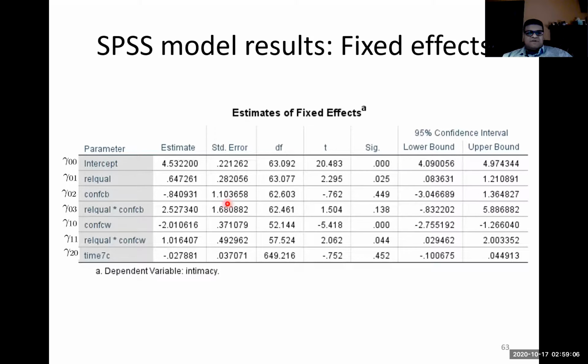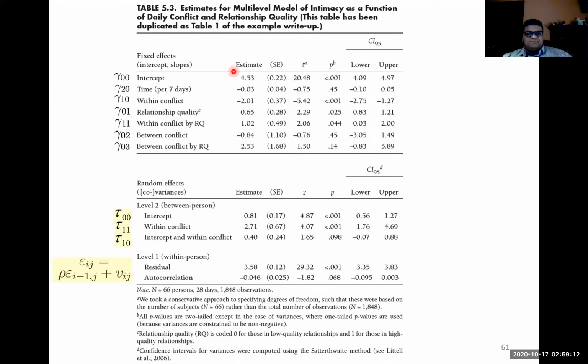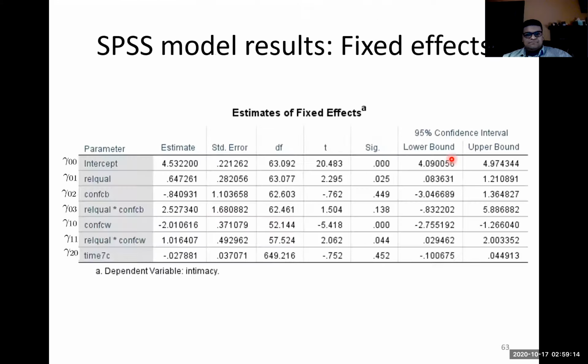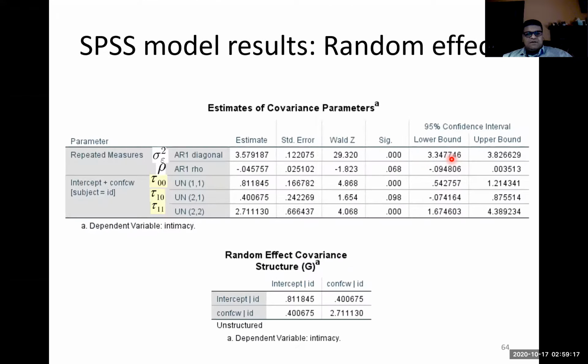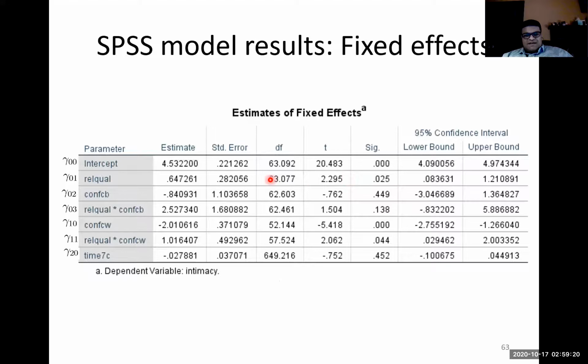Here are the fixed effects from SPSS. These are exactly the effects that are in this table. One thing to notice is that SPSS does fractional degrees of freedom based on its way of calculating degrees of freedom. What we have done is we're a little more conservative. We don't round them, but what we do is calculate by hand what the degrees of freedom are based on 66.